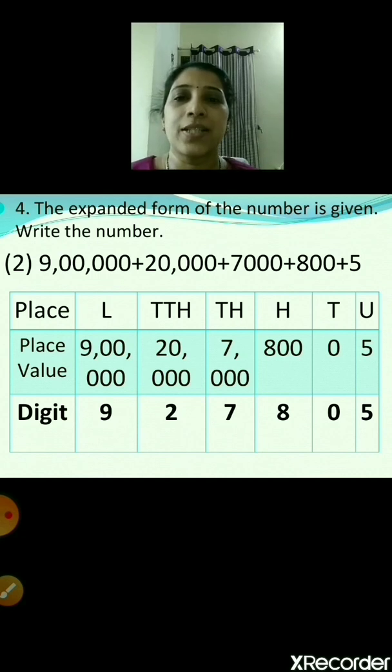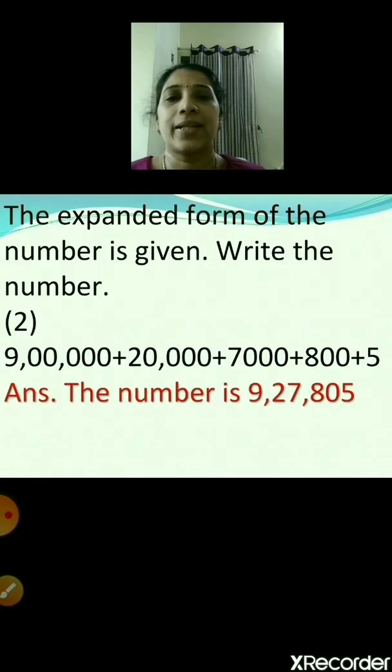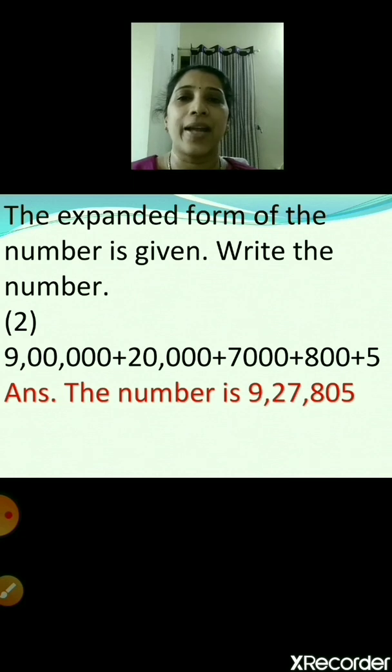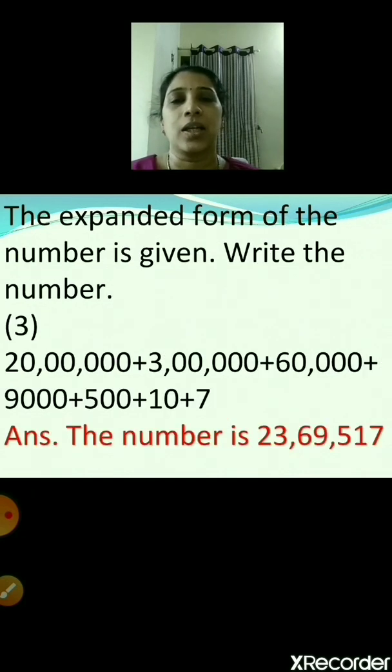So what will be your digits, children? The place value of 9 lakh will be 9. Of 20,000 will be 2. 1,000 will be 7. 100 will be 8. Tens will be 0 and 5 will be as it is because it's in the units place. So how will you write the expanded form? The number is 9,27,805. How will you write the number? The number is 9,27,805.